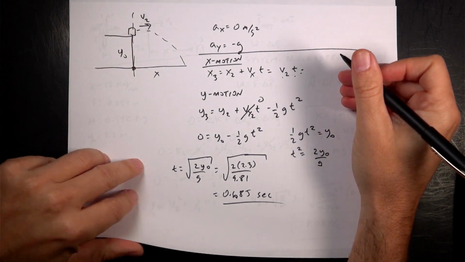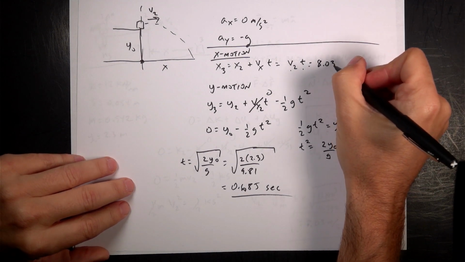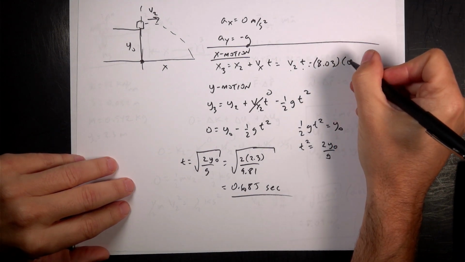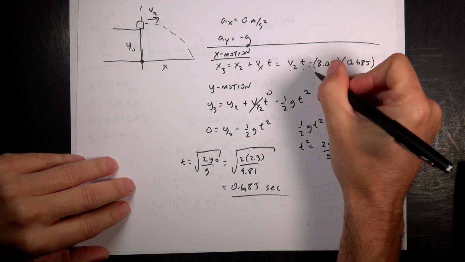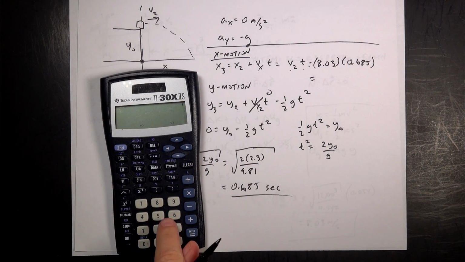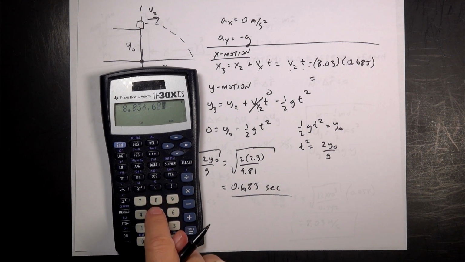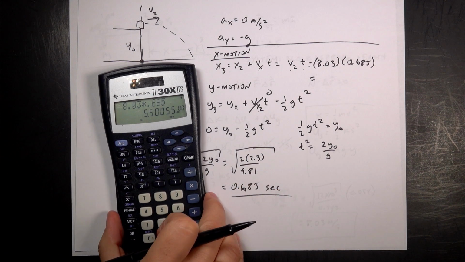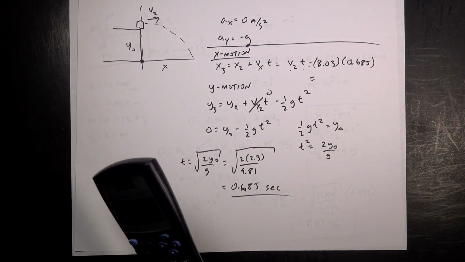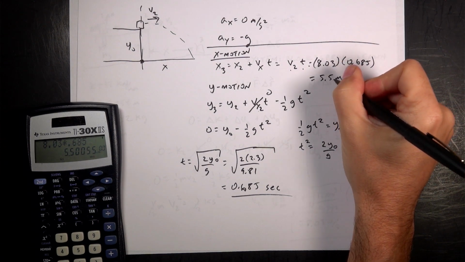Now I can plug that in up here, and I know the velocity. What was it? 8.03? Yep. So it's going to be 8.03 times the time of 0.685, and I get the final position. Clear, 8.03 times 0.685 equals. I get 5.5 meters.